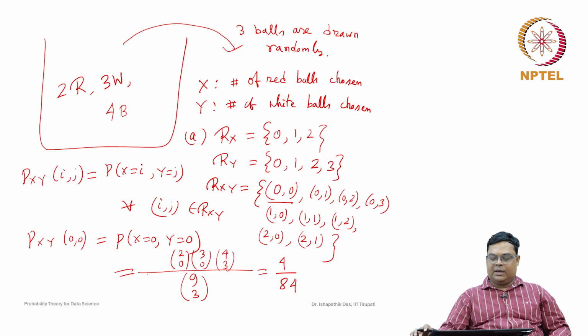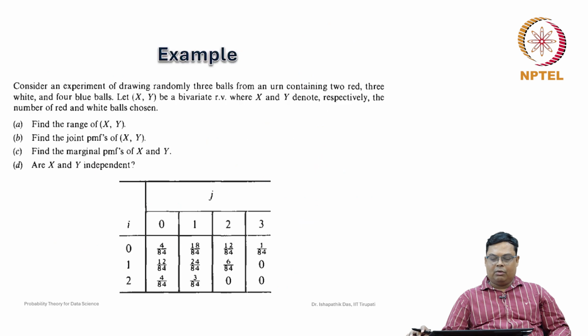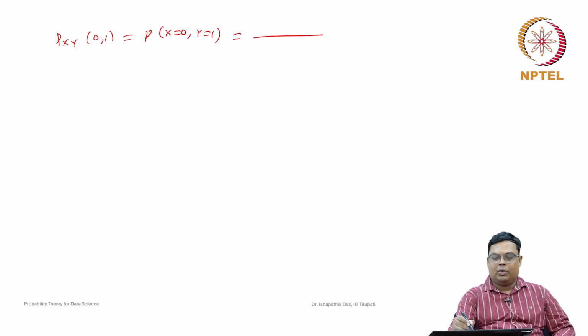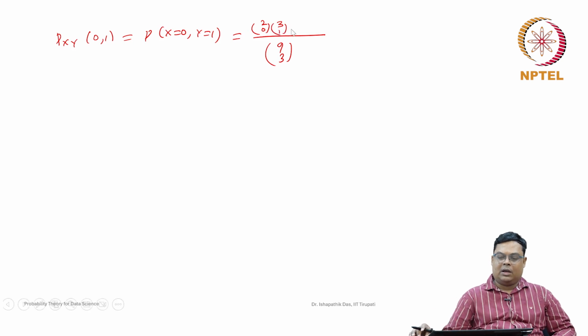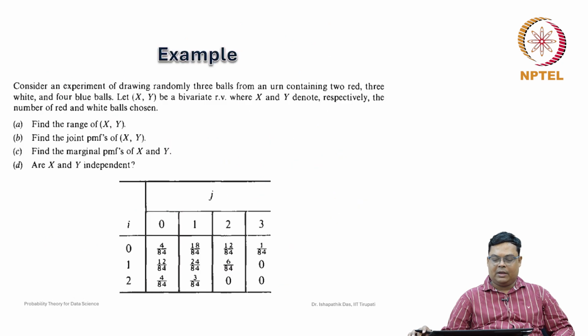Similarly, you can find the other values. Let us consider (0, 1). That is P_XY(0, 1), which is the probability that X is equal to 0 and Y is equal to 1. Total possibilities 9C3, and the number of red balls is 0, 2C0, and the number of white balls is 1, 3C1, and then from the remaining 4 we select 2, 4C2. That is the possibility.